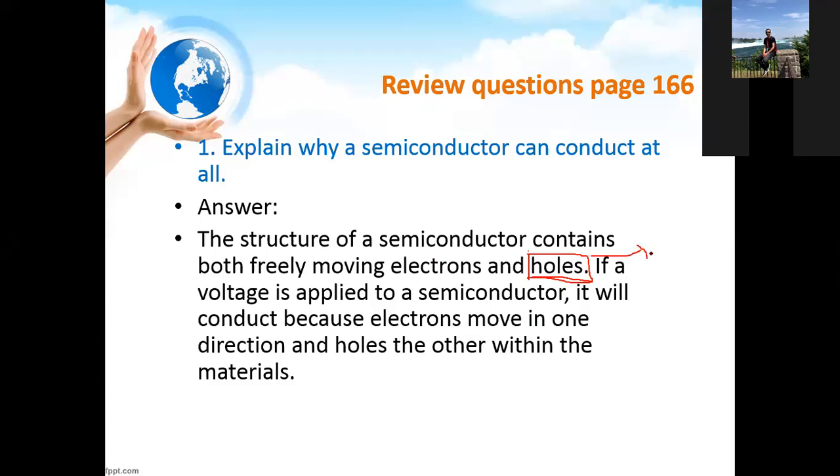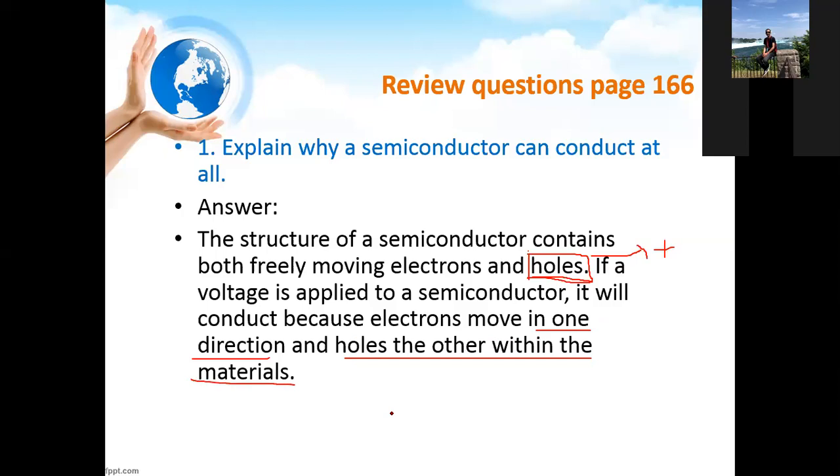Holes are positively charged. If a voltage is applied to a semiconductor, it will conduct because electrons move in one direction, and in the other direction we are going to see that holes move. Electrons move in one direction, holes in the other, within the material. That means they have two charge carriers. That's why they conduct.